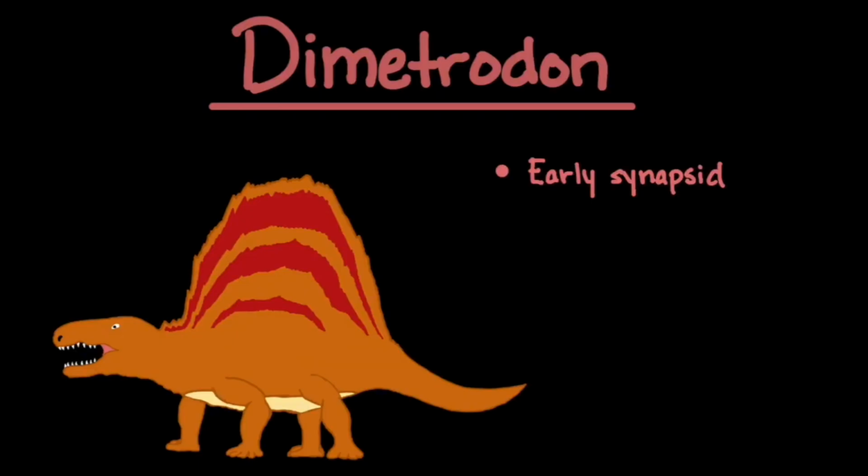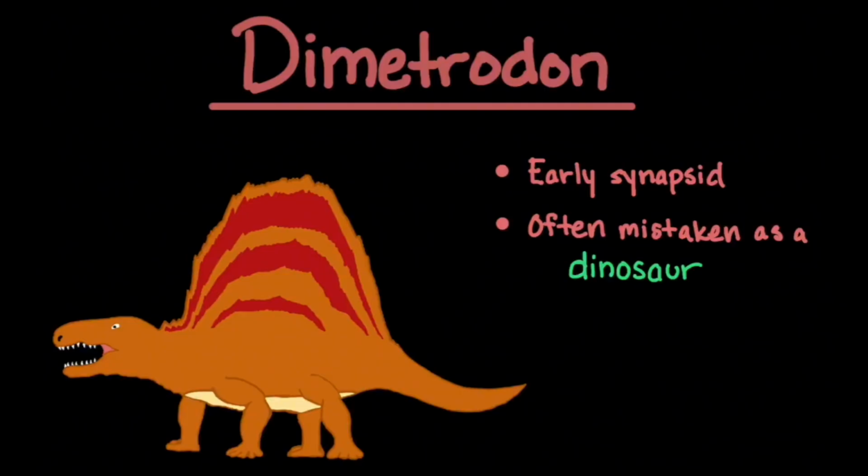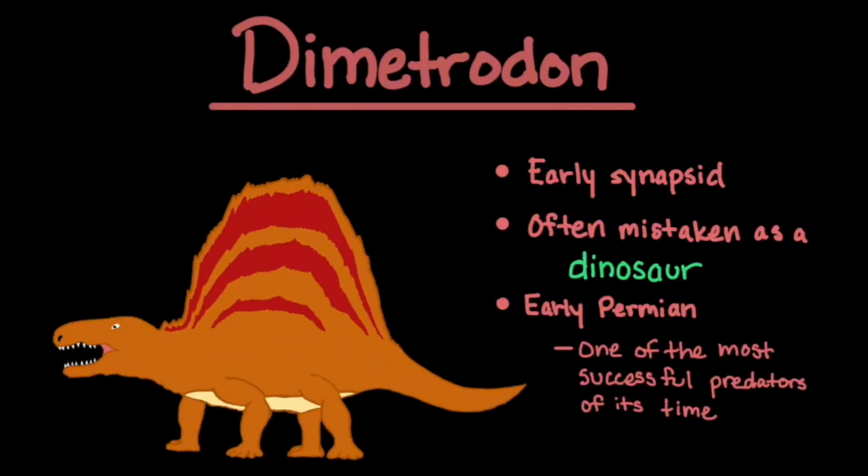Dimetrodon is a well-known early synapsid. It is often mistaken for a dinosaur. It lived in the early Permian and was one of the most successful predators of that time. It is recognized by a large sail on its back.